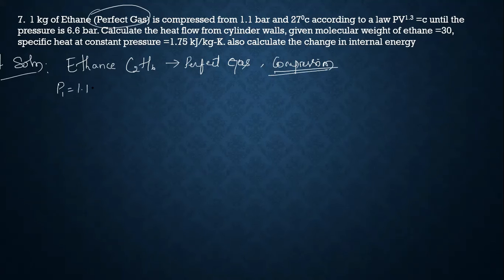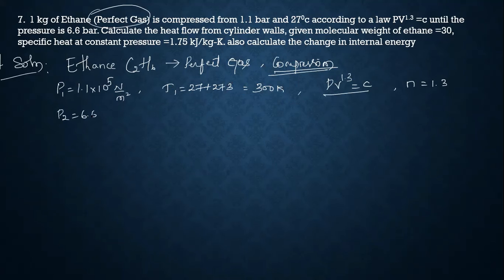P1 is 1.1 bar and T1 is 27 degrees Celsius, that is 27 plus 273, which is 300 Kelvin. According to the law PV to the power of 1.3 is equal to constant, that is a polytropic process, n is equal to 1.3, until the pressure is 6.6 bar, that is 6.6 into 10 to the power of 5 Newton per meter square. Calculate the heat flow, that is Q2.